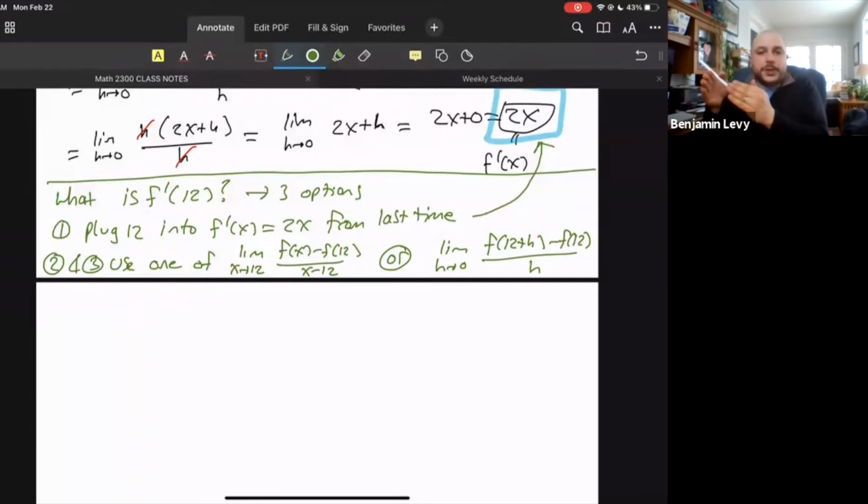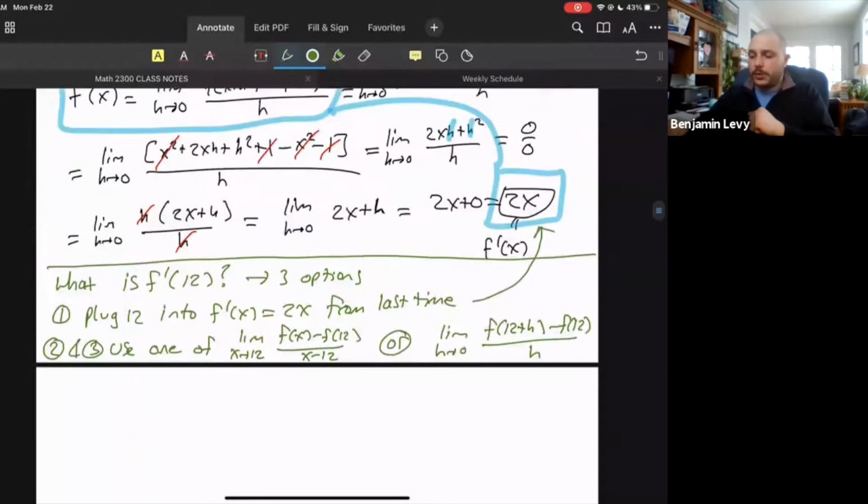We either take the function we calculated last time, which was just 2x, and we can plug any number into that to figure out the instantaneous rate of change in this particular function. Or we can do more work, but we can still use one of these limit definitions, right? Either this thing or this thing, to calculate at that specific point.